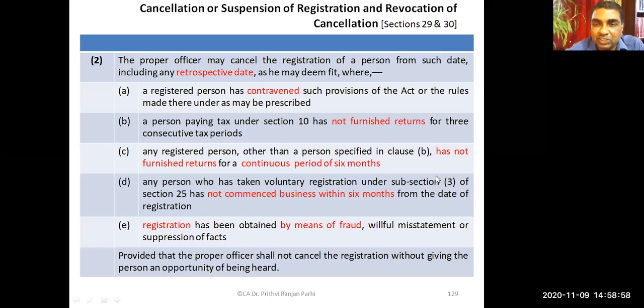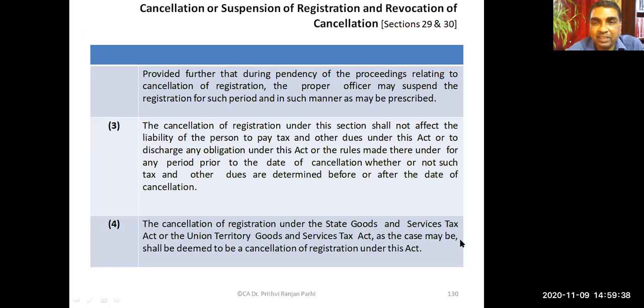Another case is a person who has taken voluntary registration and has not commenced business within 6 months. Or registration has been obtained by means of fraud, misstatement, or suppression of facts. If registration is obtained through some fraud, misstatement, or suppression of fact, then the proper officer may cancel the registration from such date, including any retrospective date. Understood this? So once registration is done, there is also every possibility that it can be cancelled.